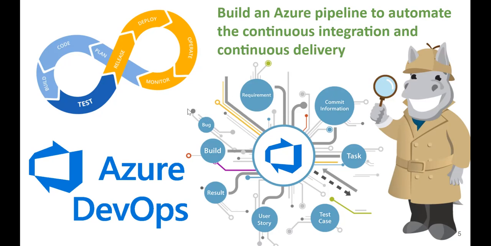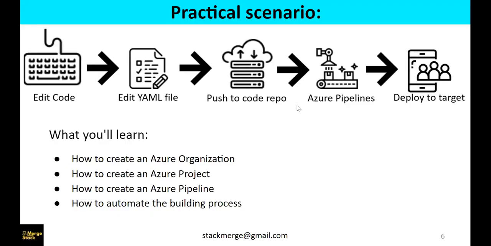This session is part of our CI/CD pipeline implementation series. Before this session, we have discussed how to implement using Jenkins, how to implement using GitHub Actions, and the last session was on CircleCI. In this session, we are going to implement using Azure DevOps. So let's see what we'll be learning from this session.